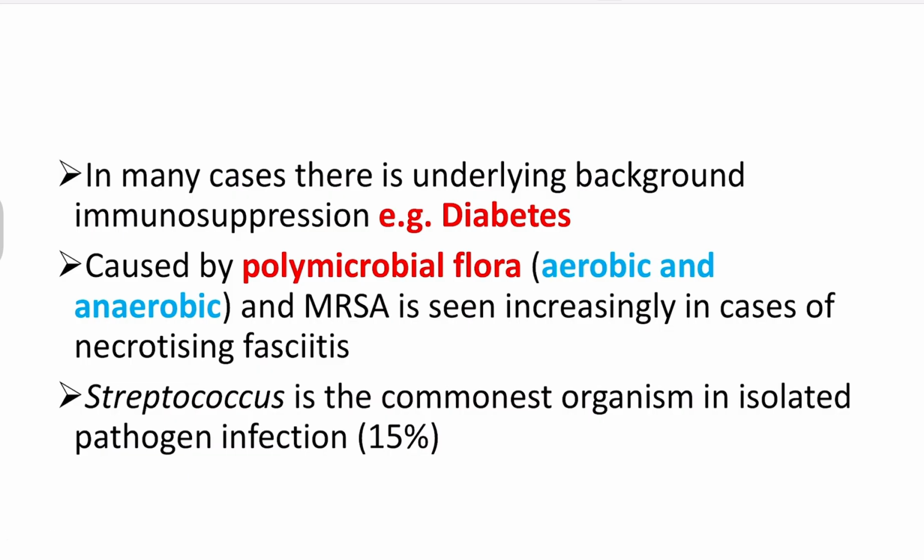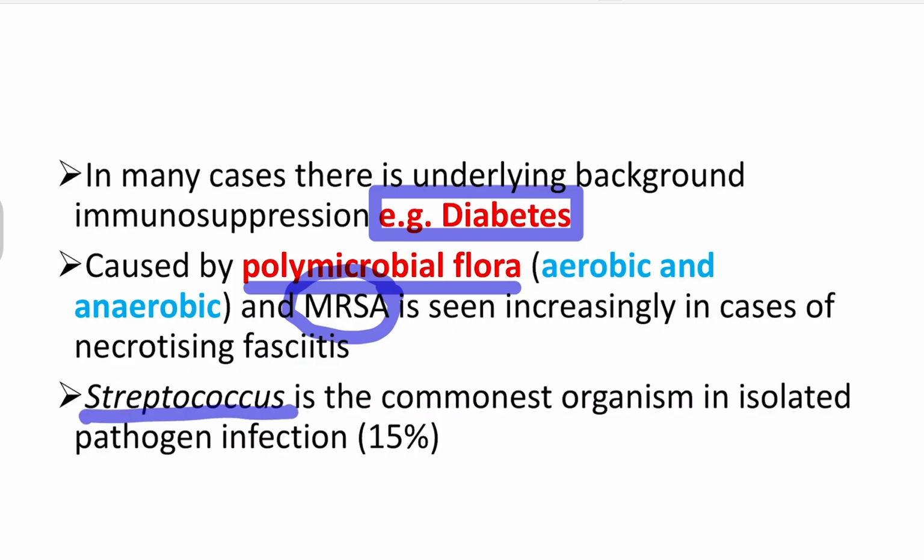Now see, in many cases there is an underlying background of immunosuppression. That means immunosuppressive conditions such as diabetes mellitus, chronic kidney disease, patients suffering from HIV, AIDS or viral infection. In this condition the patient is immunocompromised, and in the immunocompromised patient there is a chance of developing this type of infection, which is Fournier's gangrene and necrotizing fasciitis, and it is usually caused by polymicrobial flora. This polymicrobial flora may be aerobic, may be anaerobic, and MRSA is also present. That means methicillin-resistant Staphylococcus aureus is also present there, and Streptococcus affects 15% of cases.